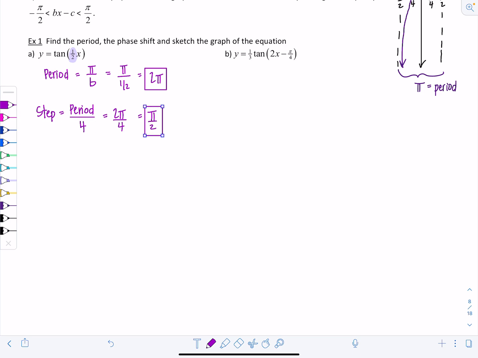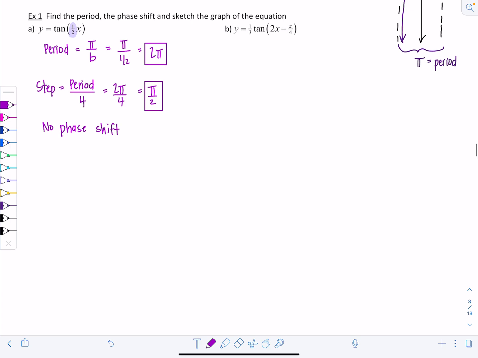There's no phase shift. Notice I don't have anything added or subtracted inside the parentheses with x, the argument. So I'm just going to state that so they know we thought about it. No phase shift. All right, great. Now it's time to draw our graph. Here's how I like to start. We know the tangent graph goes through 0, 0, so start there. Then you count 2 steps to the right for one asymptote, 2 steps to the left for the other.